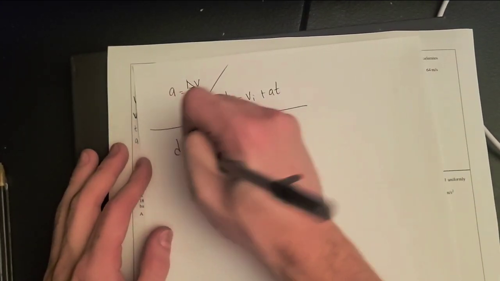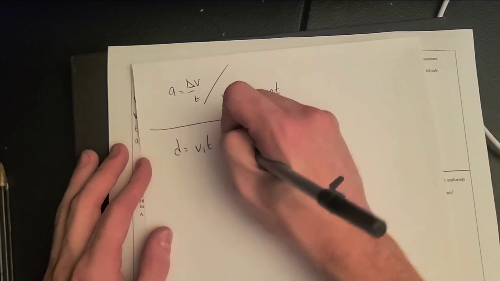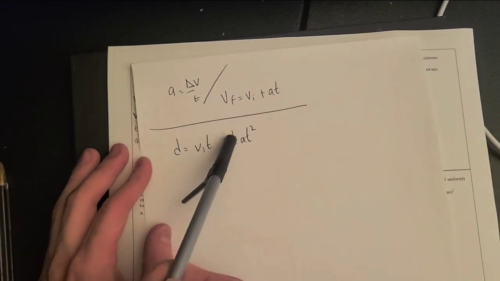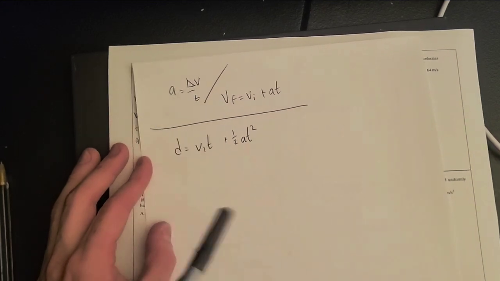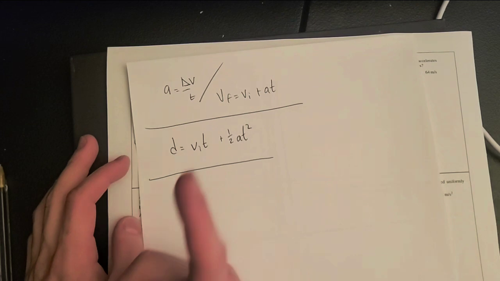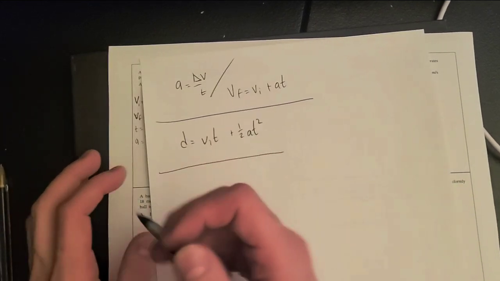Also know d equals v_i t plus 1/2 a t squared. Now, that doesn't mean you have to have that memorized. You don't have to have any of these memorized. They're all going to be given to you in your reference table. So don't feel like you have to memorize it. It's going to be a waste of time to memorize this stuff.